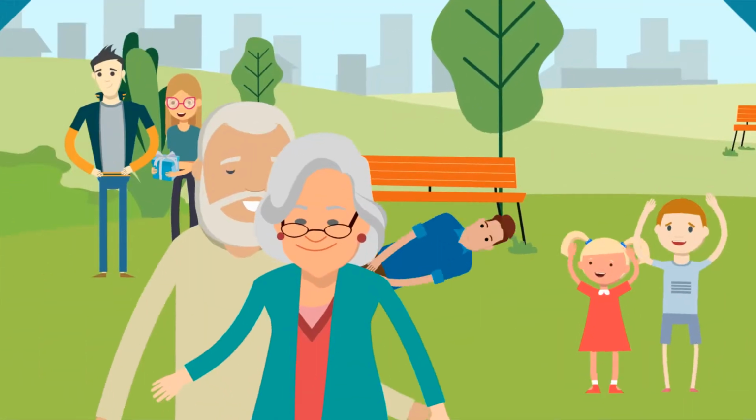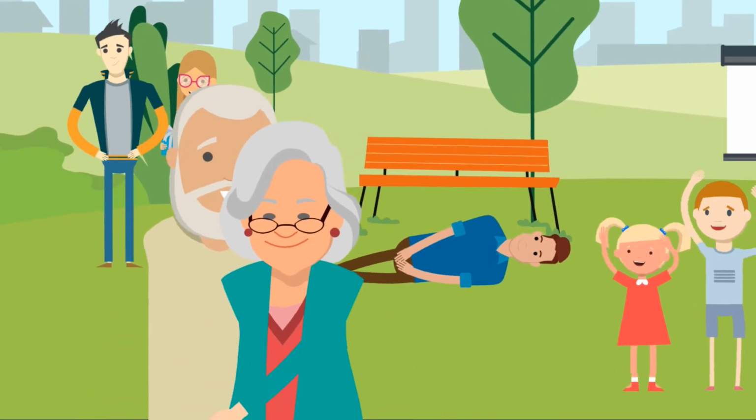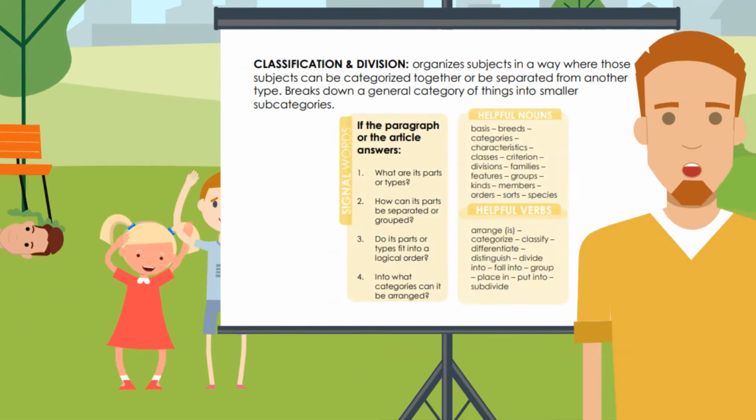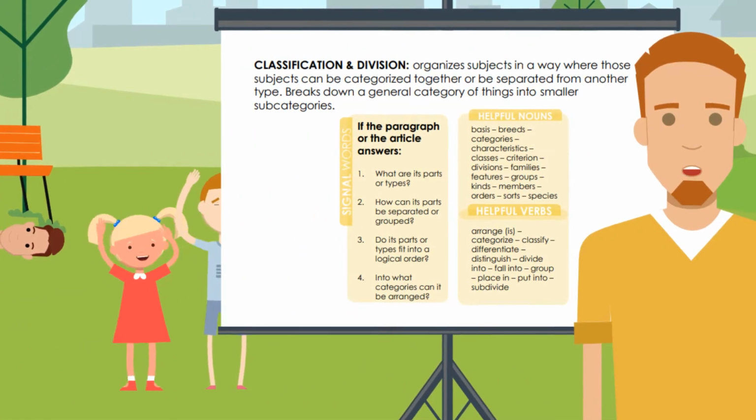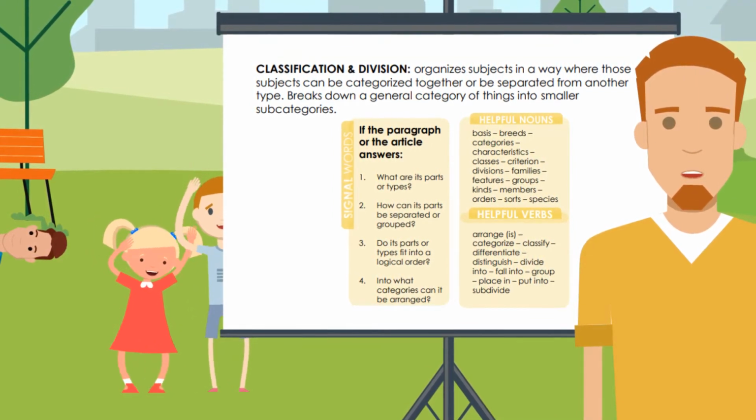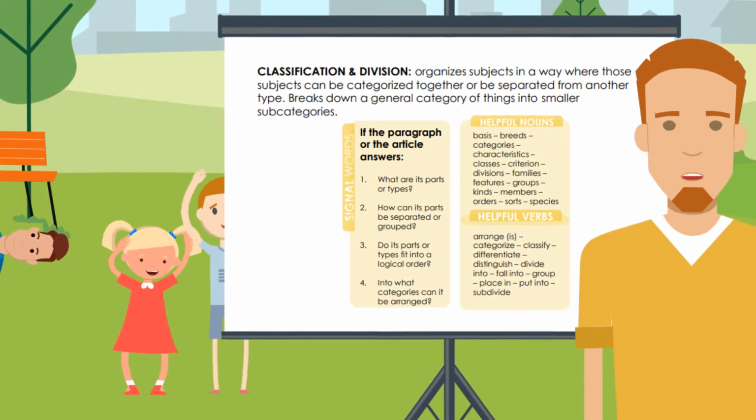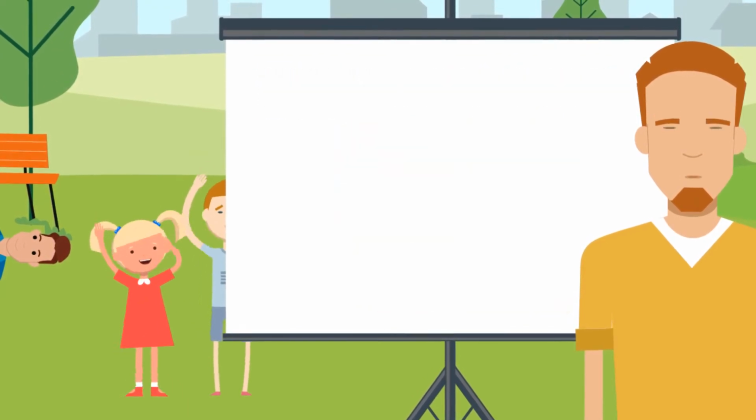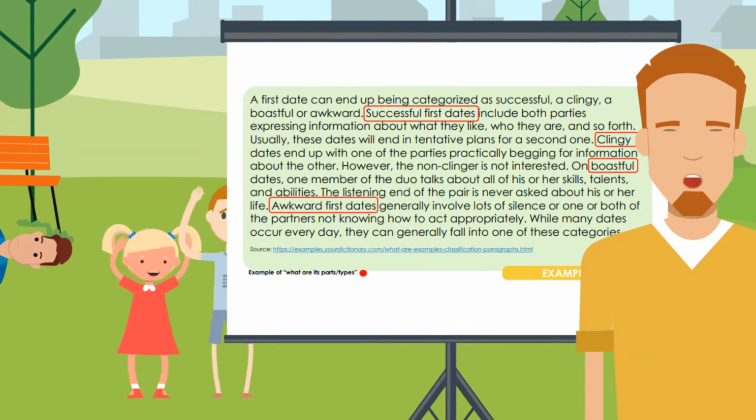For classification and division, it organizes subjects in a way where those subjects can be categorized together or be separated from another type. It breaks down a general category of things into smaller subcategories. Now pause your video and let's take a look at the example.